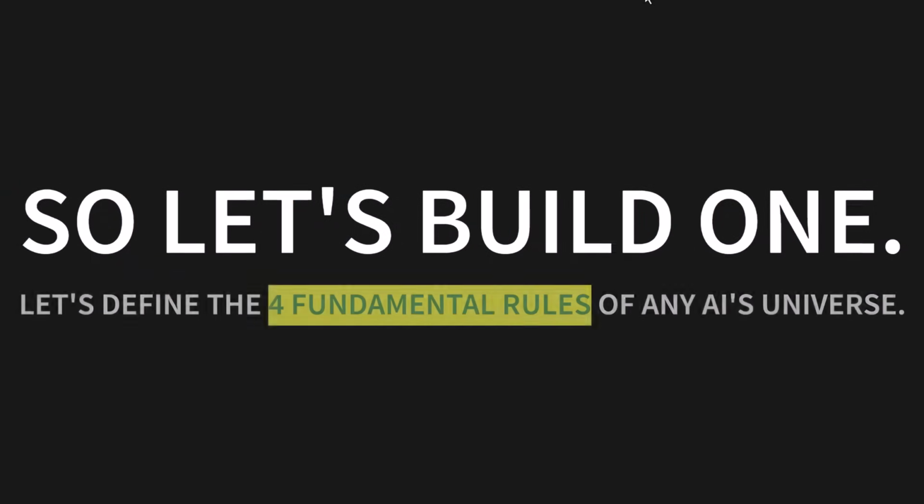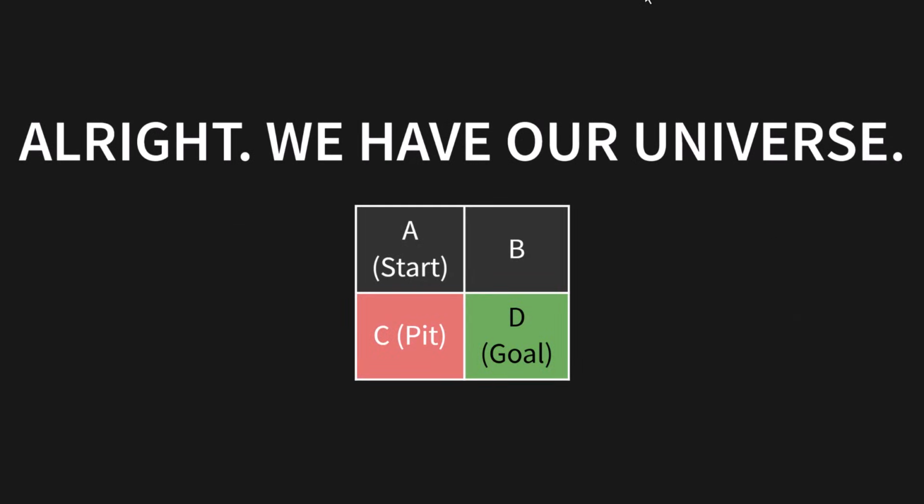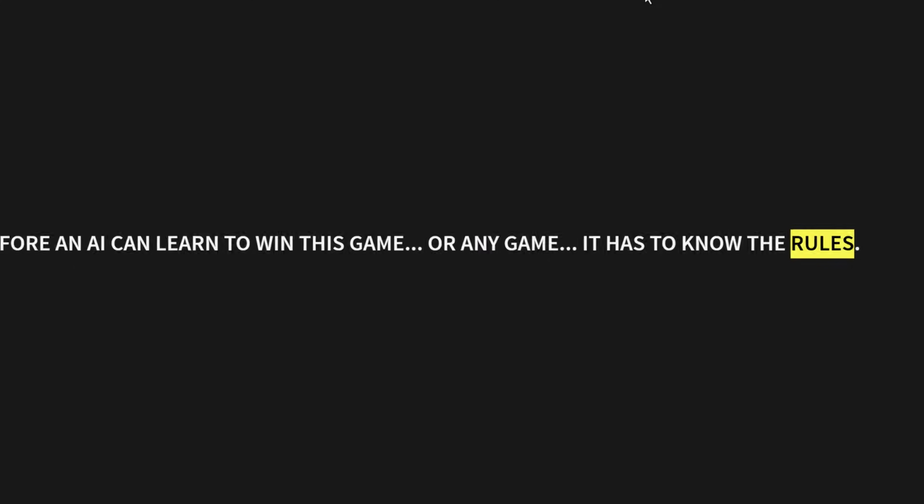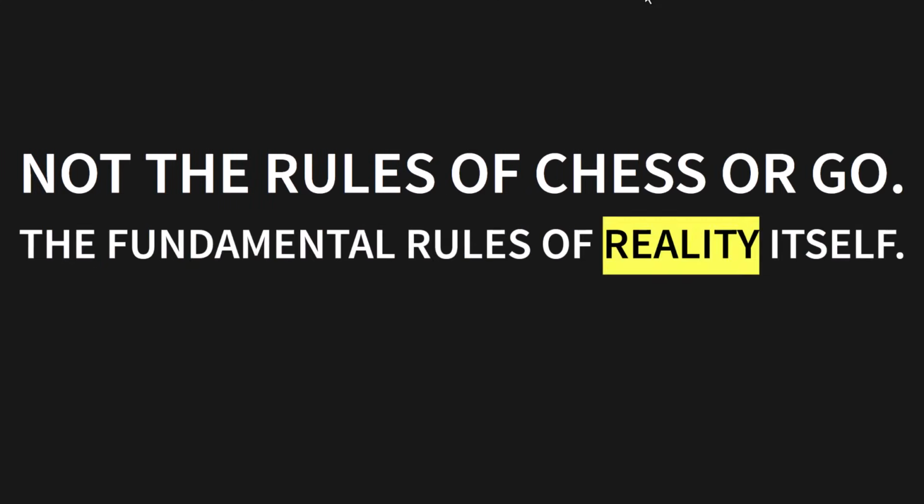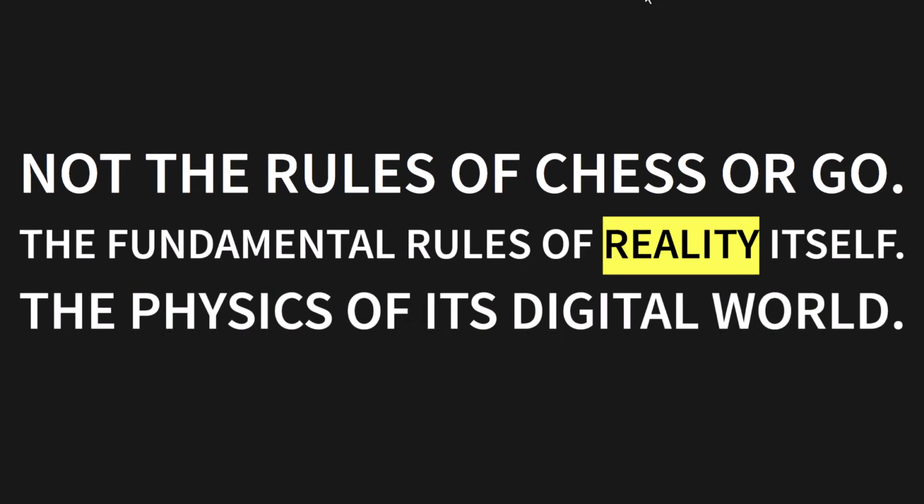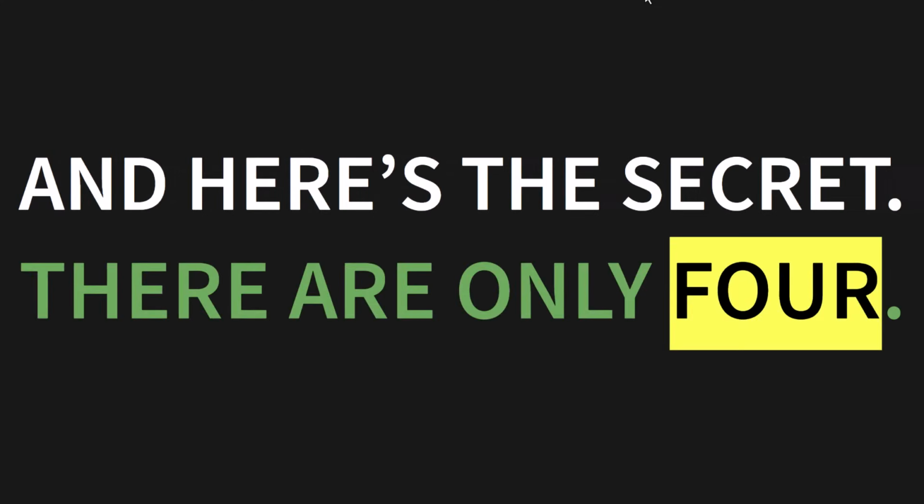Let's define the 4 fundamental rules of any AI's universe. All right, we have our universe. Look at the screen. It's this tiny 2x2 grid. Before an AI can learn to win this game, or any game for that matter, it has to know the rules. And I'm not talking about the rules of chess or Go. I'm talking about the fundamental rules of reality itself. The physics of its digital world. And here's the secret. There are only 4.